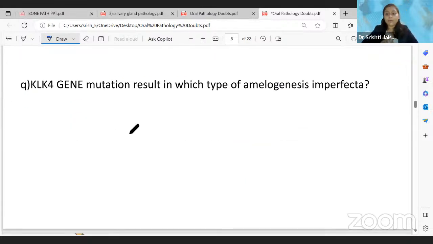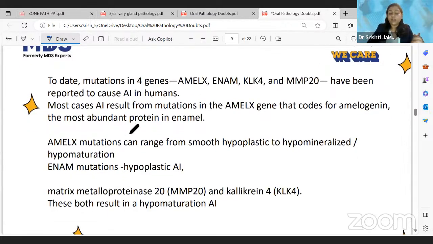Now, a very important question with respect to amelogenesis imperfecta. KLK4 gene mutation results in which type of amelogenesis imperfecta? They are asking the type. We know that we have hypoplastic and hypomaturation types. But KLK4 gene mutation is associated with which type? This is from a very reputed article.